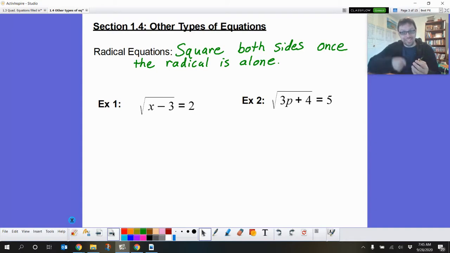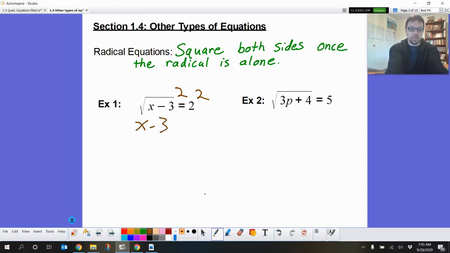And in a radical equation, we need to square both sides once the radical is by itself. So right now we have this square root that's all by itself, so we can square both sides in order to get our answer. So we square both of these, and that gets rid of the square root because squares and square roots undo each other. All we're left with is an x minus 3 over here, and then 4. And then it's easy peasy. X equals 7.